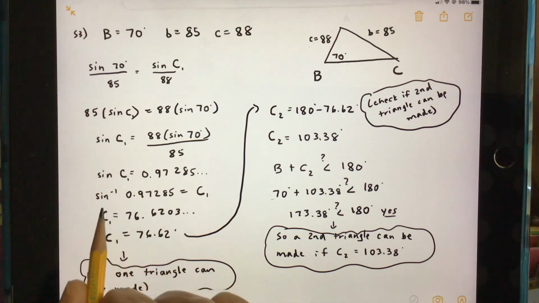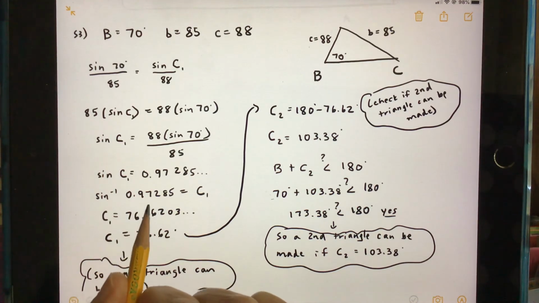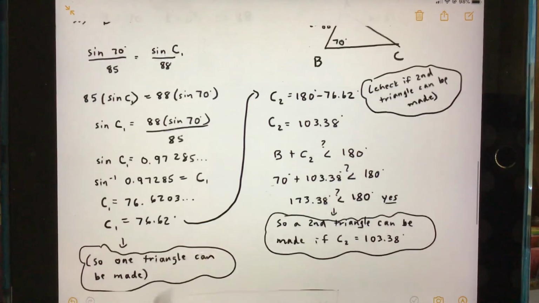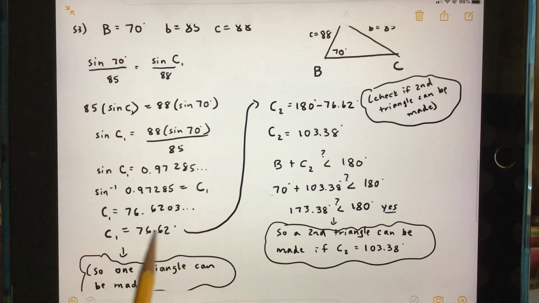So we're going to get a value for our C1. We'll go ahead and rewrite this as sine inverse 0.97285 equals C1. And when we plug the sine inverse of this number into our calculator, we'll find out that angle C1 is 76.6203, so round that off to C1 is equal to 76.62 degrees. So we know at this point one triangle can be made. Now let's see if a second triangle can be made. Let's find the supplement of angle C1.